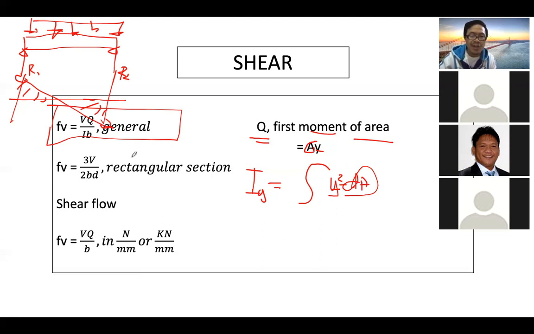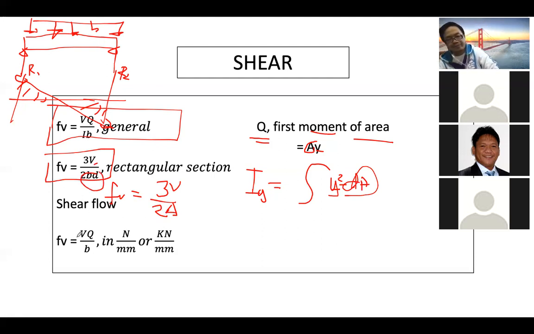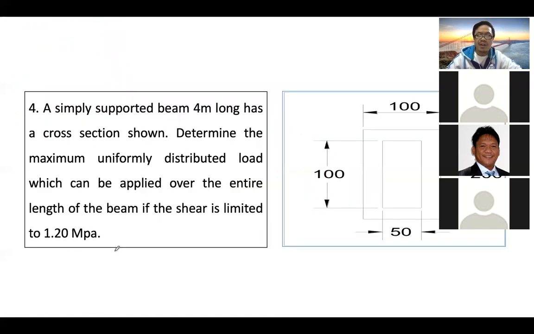Now, if it's a rectangular section, we do the same in the derivation for flexural stress. It will come out with this formula. For some, we could represent this as 3V over 2A, where BD is the area. Shear flow, okay? VQ, walang I over B lang. So that becomes shear flow. So let's have an example.